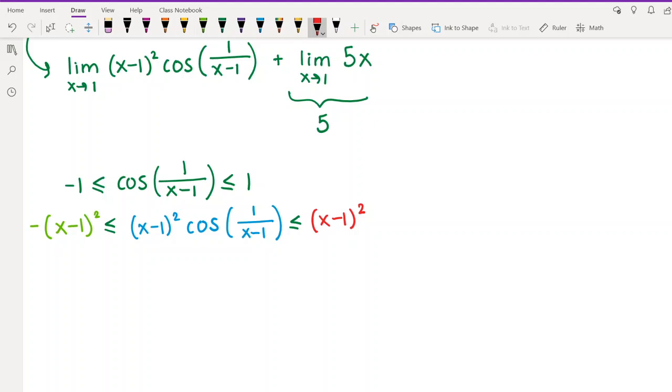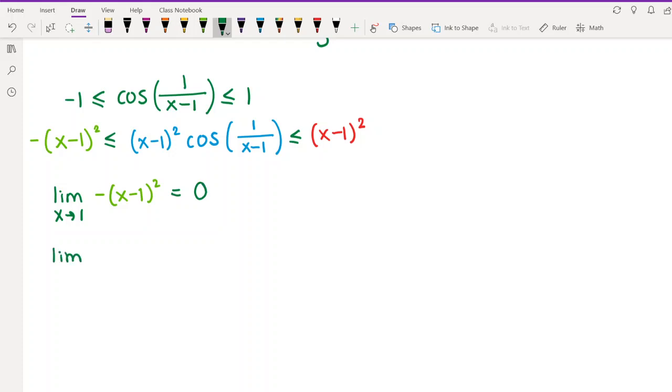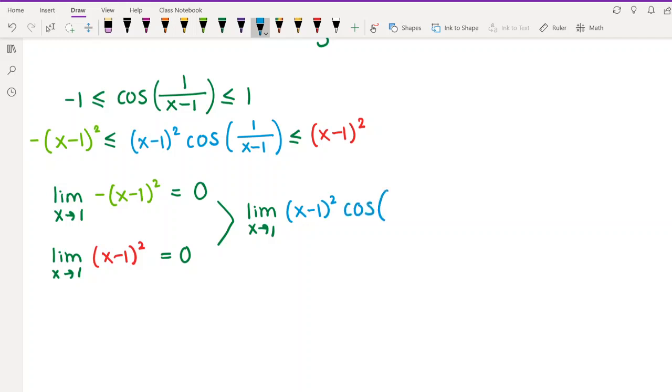So the next thing we need to do is find the limit of the top and bottom function and confirm that those two limits agree. If they agree, then we'll be able to conclude that the blue function in the middle has the same limit. So the limit as x approaches 1 of negative x minus 1 squared: we can just plug in 1, and we get negative 0 squared, which is 0. And we can do the same thing with the top function, x minus 1 squared, and we also get 0. So we can conclude that the limit as x approaches 1 of x minus 1 squared times cosine of 1 over x minus 1 is equal to 0 as well, because it has been sandwiched between those two.